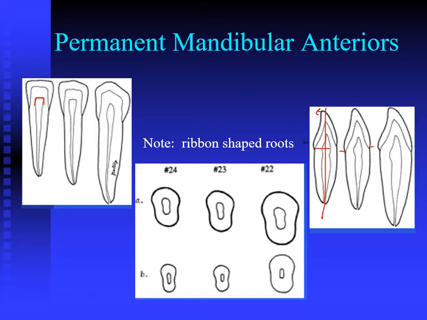You can also see that all of these mandibular anterior teeth at the cross section at the CEJ have ribbon-shaped roots. So these teeth are very broad in a facial-lingual dimension and very narrow in a mesial-distal dimension. And they will always show some form of a proximal root depression and ribbon-shaped roots. That is going to be your primary identification of mandibular incisors versus maxillary incisors.